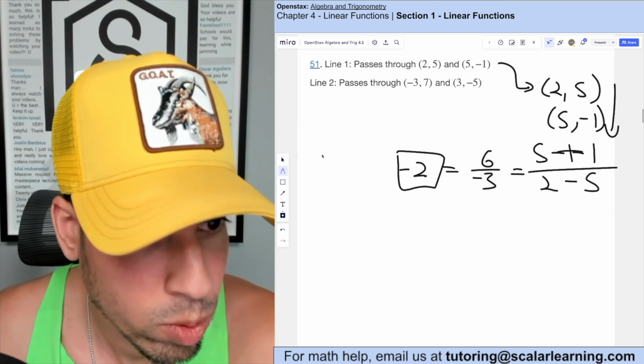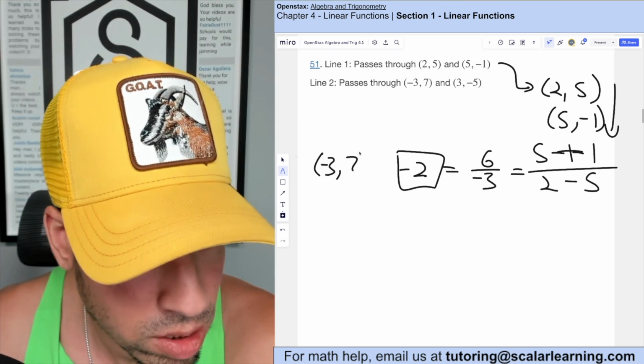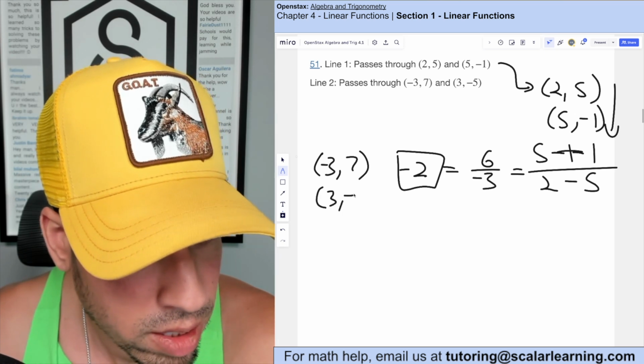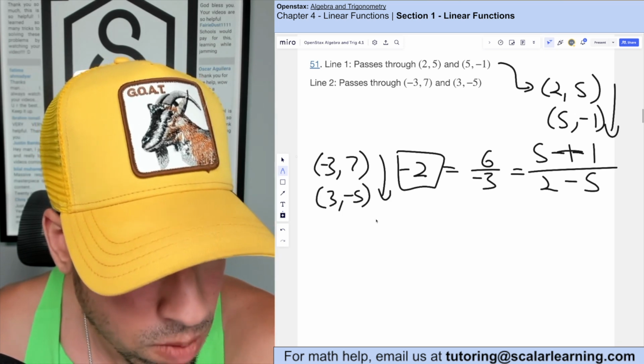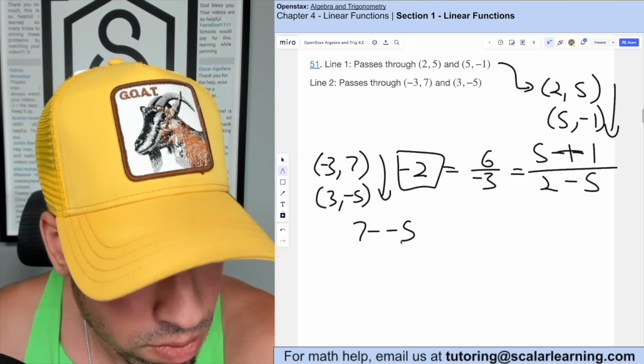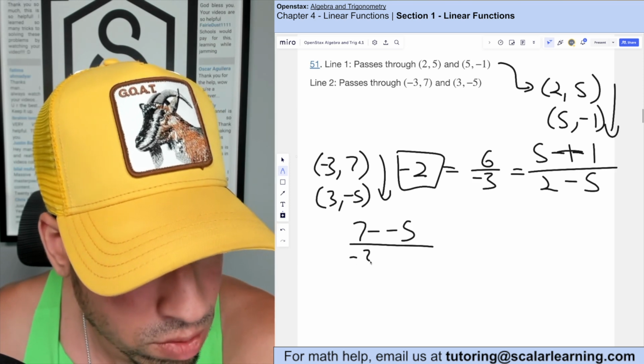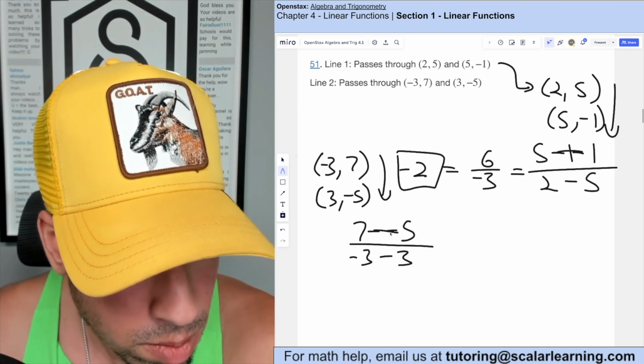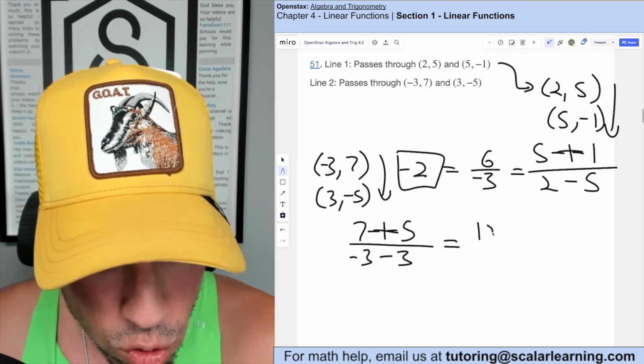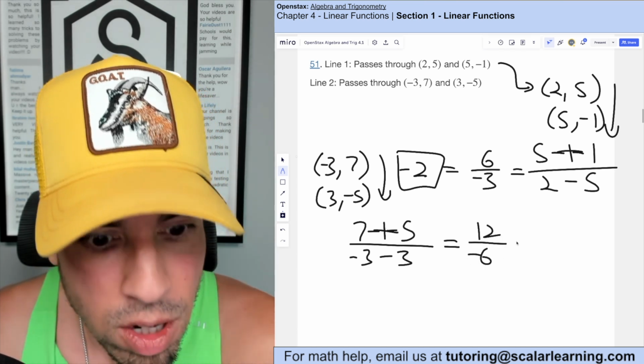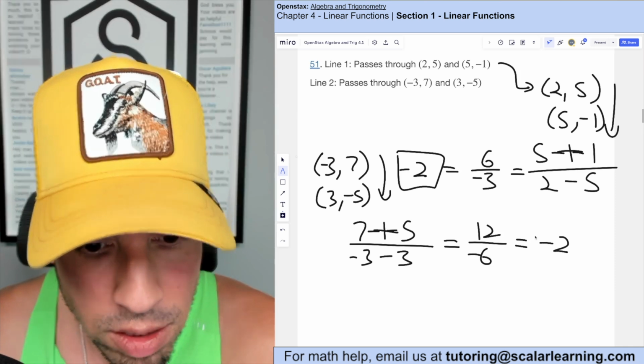What about this one? So we're going to stack the coordinates again. Negative 3, 7, 3, negative 5, and subtract down. So we got 7 minus negative 5 over negative 3 minus 3. So that becomes a plus. So then we got 12 over negative 6, which is also negative 2.